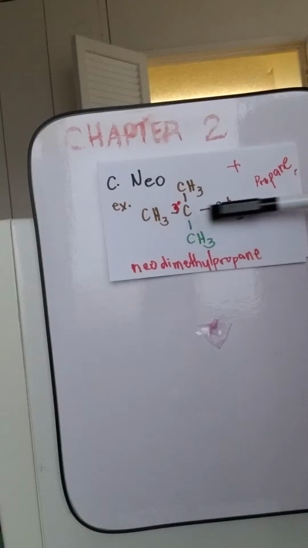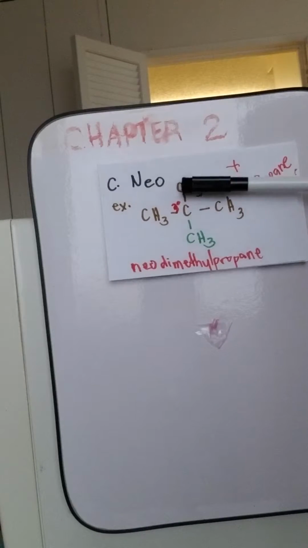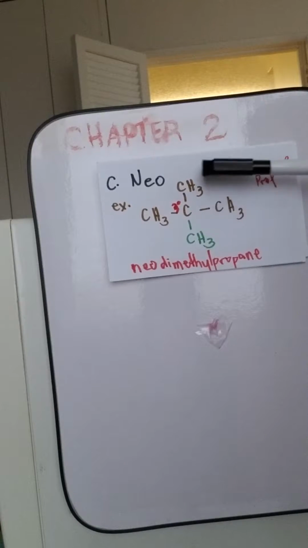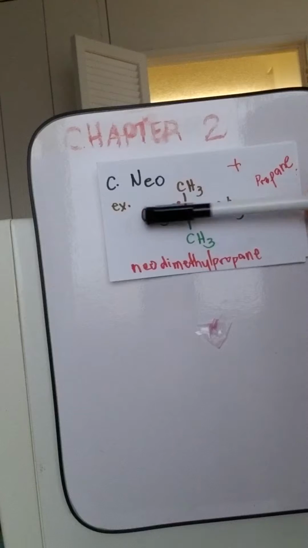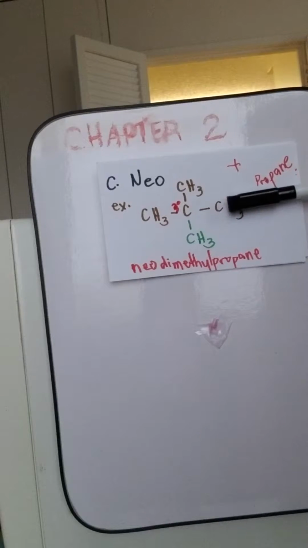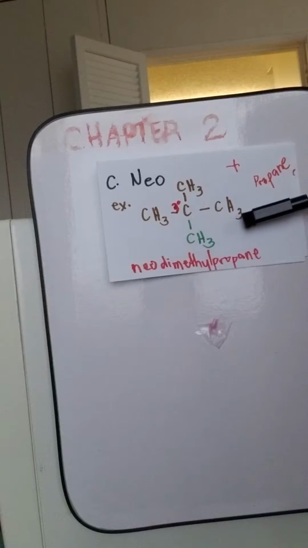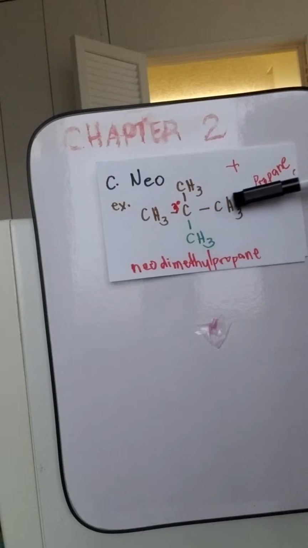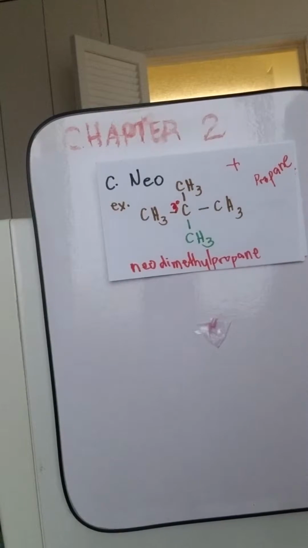Neo has the T shape, di means the same groups or branches attached to your mother chain. What are those 2 same groups attached to your mother chain? They are the methyl groups. And then the name of your mother chain is propane. So neo, T shape, di, 2 same groups, methyl group, and the name of the mother chain, propane.